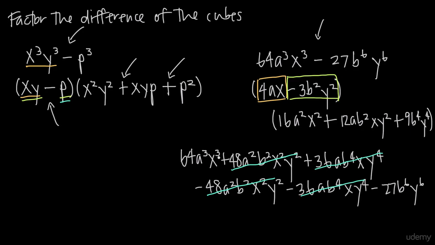And as you can see, we're just left with our first term, which is 64a cubed x cubed, and our last term, negative 27b to the sixth y to the sixth. And as you can see, we get back to our original problem, which means that we did our factoring correctly. So that's how you factor the difference of two perfect cubes.